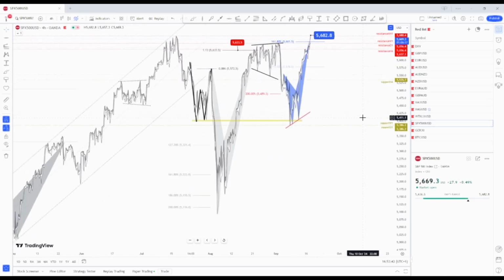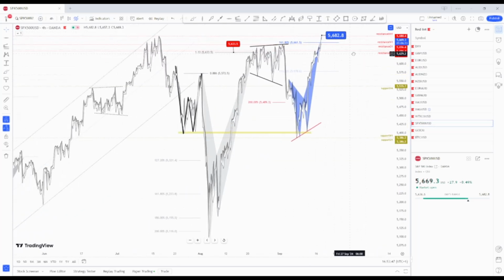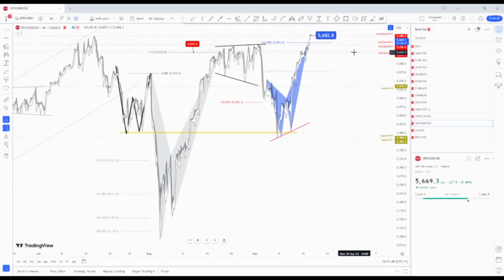SPX 500 now printing actually new higher highs. We have a new historical high at 56.82 for the SPX 500, and we have also the bearish crab pattern completed a few points below. So after a retest of this monthly fractal resistance, we should not ignore the potential retracement.